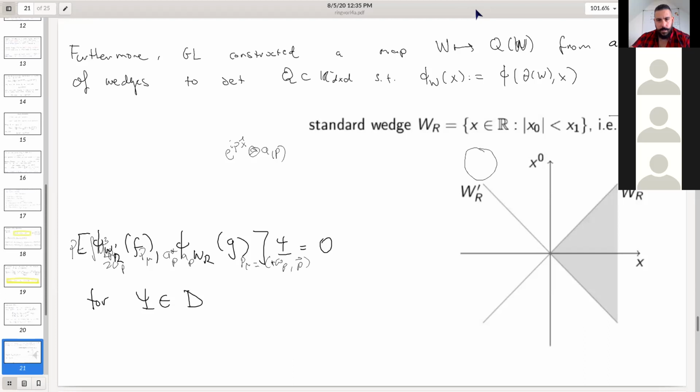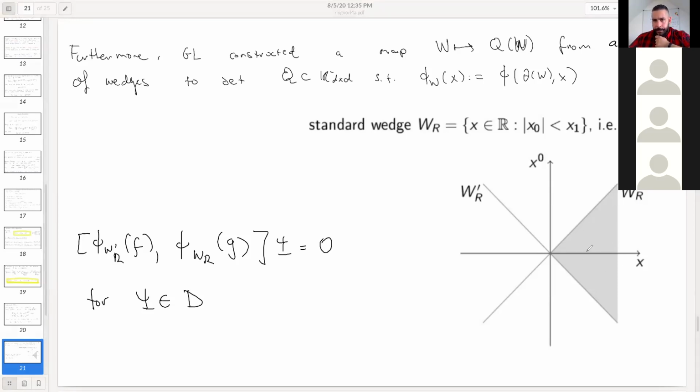Gandalf, Lechner, and Harald Grosse constructed a map from a set of wedges to a set of skew-symmetric matrices, or thetas. In a sense, with this construction they mapped by a unitary operator these weird non-commutative Minkowski space operators to something that we can work with. And then what they discovered was that there is a map between the skew-symmetric matrices and wedges. And wedges are basically, so a standard wedge, the right wedge, is this whole thing, okay?